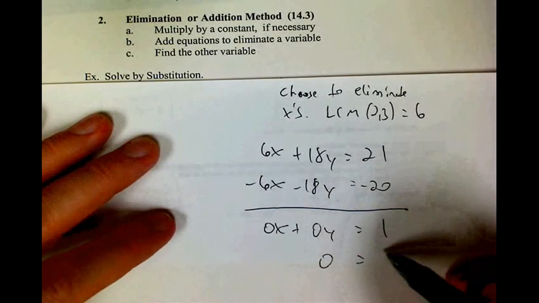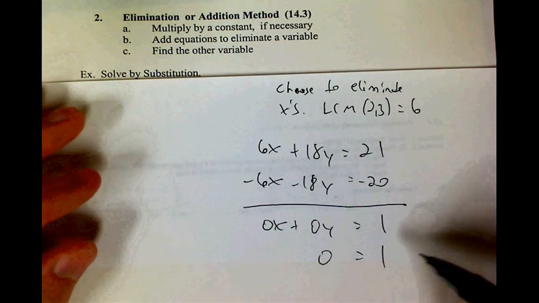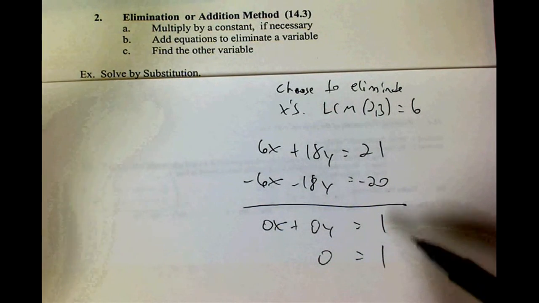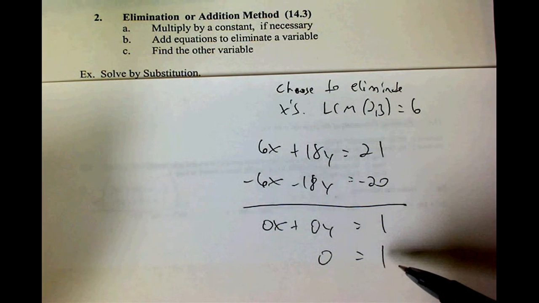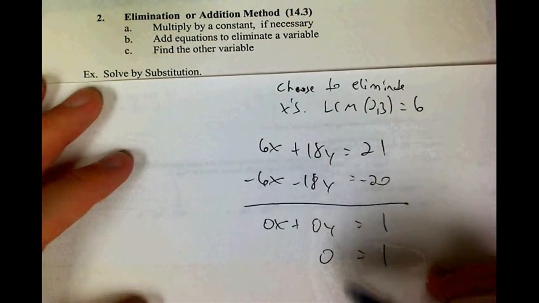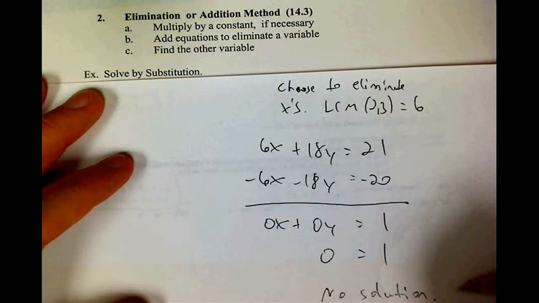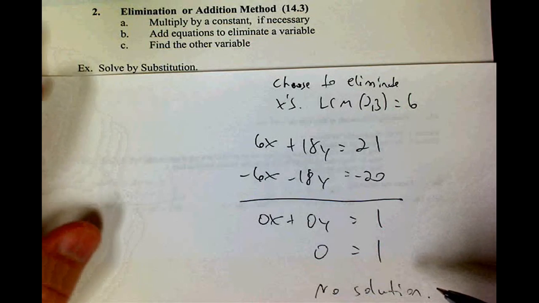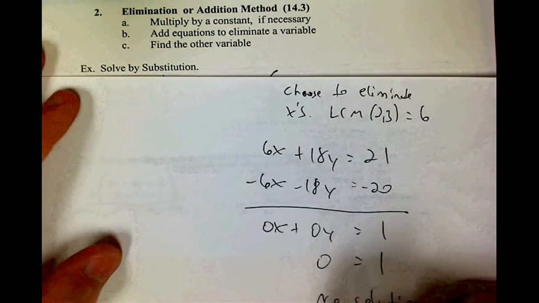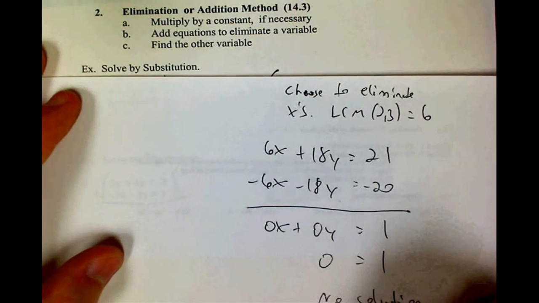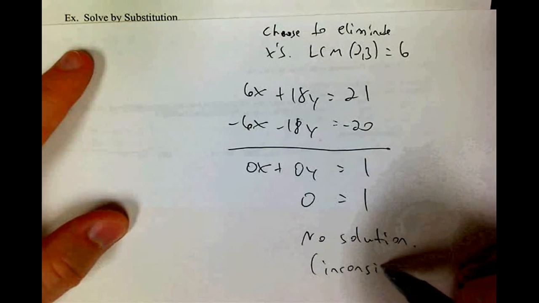So here we come up with a different kind of result. 0 equals 1. Does 0 equal 1? No. Will it ever equal 1? No. The answer is no solution. Anytime you get a false statement, it's no solution. This is called an inconsistent system. So, just be aware.